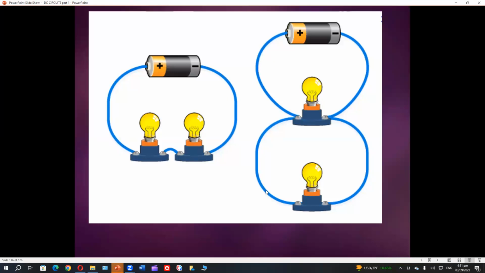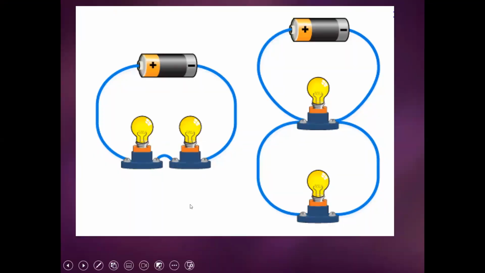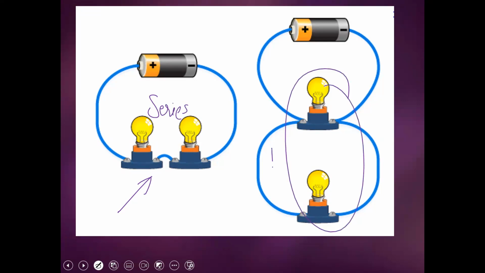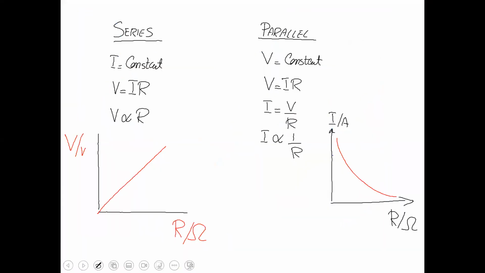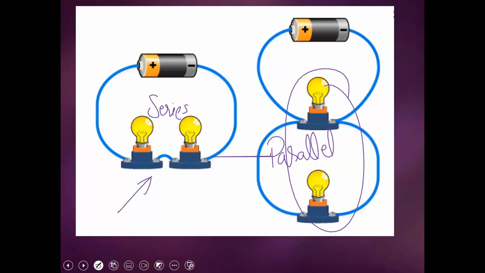Now, series versus parallel. Look at this screen. The left side circuit is series, and this circuit is parallel. So in series, current is constant, voltage is directly proportional to resistance. In parallel, voltage is constant and current and resistance are inversely proportional. So give a heading, series versus parallel.